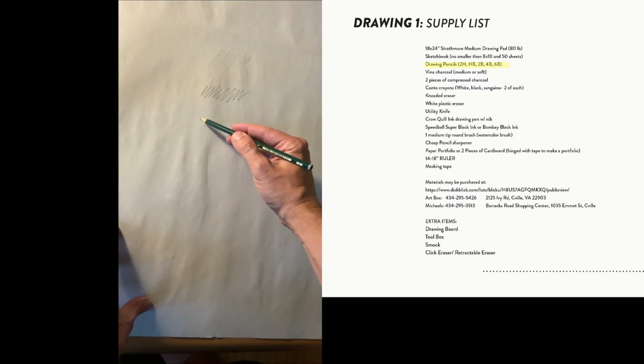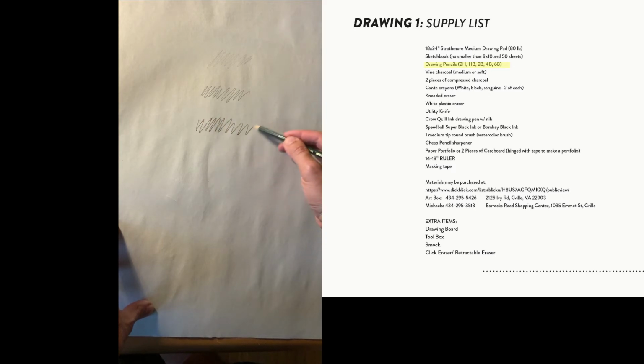6B right here, we can see that it's much darker. So it gives you a range of value.